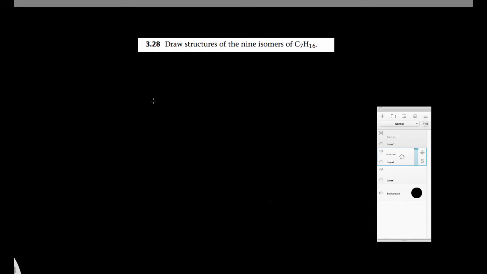So, draw the 9 isomers of heptane. Well, I guess it's C7. So, C7H16 follows the formula CnH2n plus 2. So, if n is 7, then 2n plus 2 is 16.